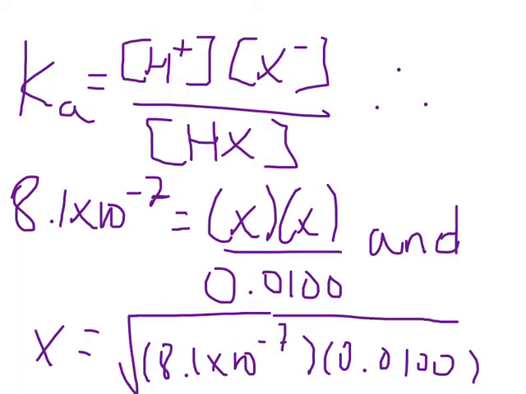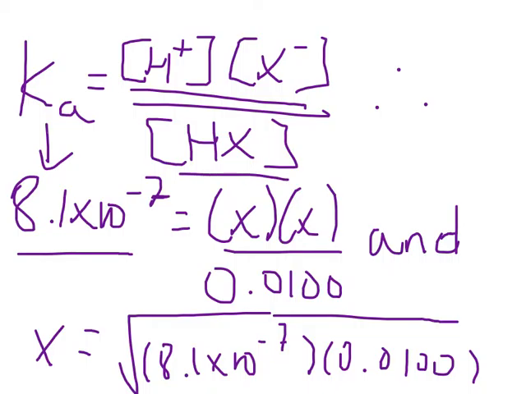Remember that our Ka expression is going to be equal to the concentration of the products raised to their coefficients divided by the concentration of the reactants raised to their coefficients. In this case, concentration of H plus times the concentration of X minus, all divided by the concentration of HX, the original acid. Therefore, substituting the numbers that were given in the question, I have 8.1 times 10 to the negative 7 for the Ka value. If I look at my ice table, I have X and X for each of these, and I have 0.100 for my concentration of HX.